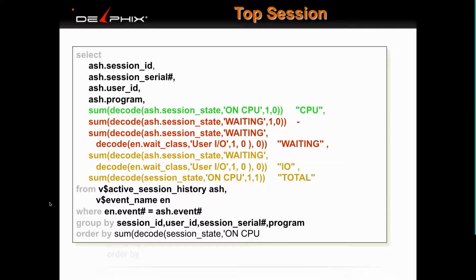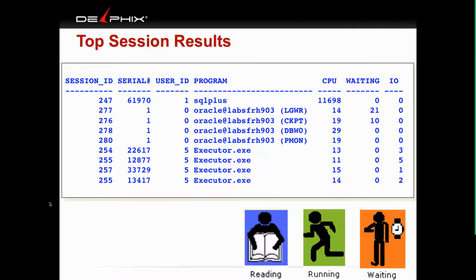What about top session? So we looked at the first two queries, session by CPU and session by waiting. How about putting it all together? So this is just like the SQL query, top session. So who is the session, how much time on CPU, how much time waiting, how much time I/O, and what's the total? Output looks like this.